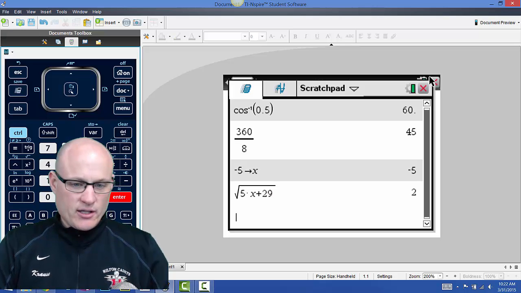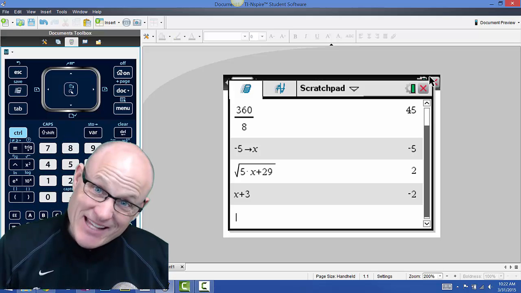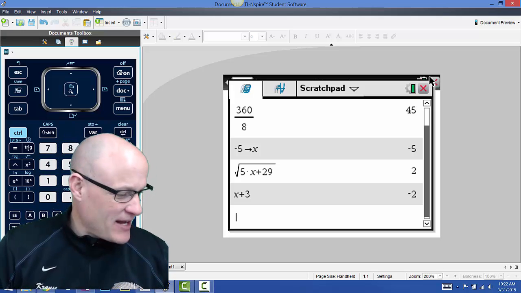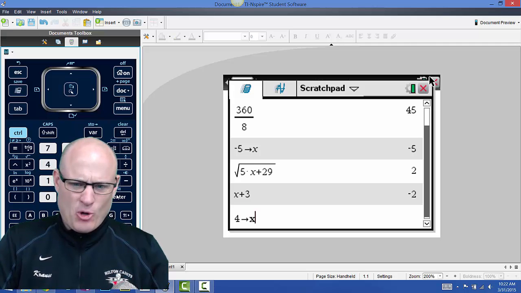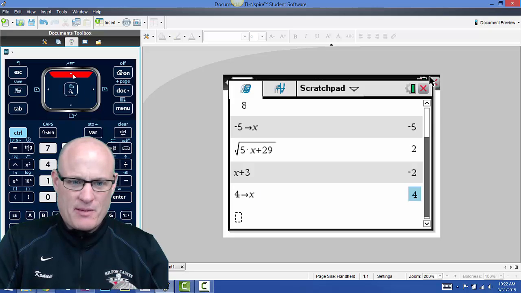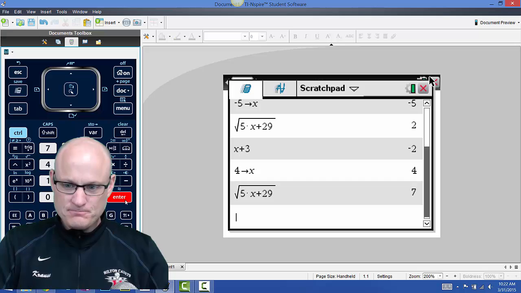And then I'm going to take x and add 3. Oh, negative 2. Not quite the same, is it? So I guess negative 5 is not going to work. Looks like positive 4 should, though. So let's do 4 store to x. Let's just make sure. Maybe we did both of them wrong. Maybe I don't even know what I'm talking about. Maybe I got the wrong answers. Why not check your answers? You got all day. 7.